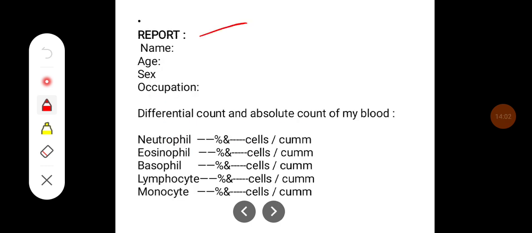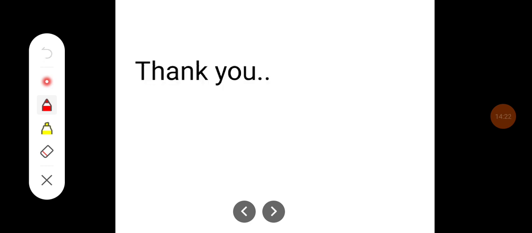Then you have to report the differential leukocyte count. So where you have to write my differential count and absolute count are the neutrophil, so and so. So like that you have to write the differential leukocyte count of all the cells. So this is in brief about how do you perform differential leukocyte count.